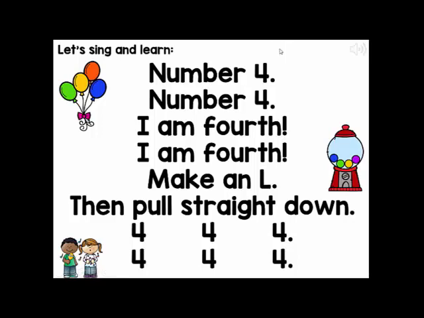Number 4, I am 4th, I am 4th. Make an L, then pull straight down. 4, 4, 4, 4, 4, 4. So you make an L and then you pull straight down.